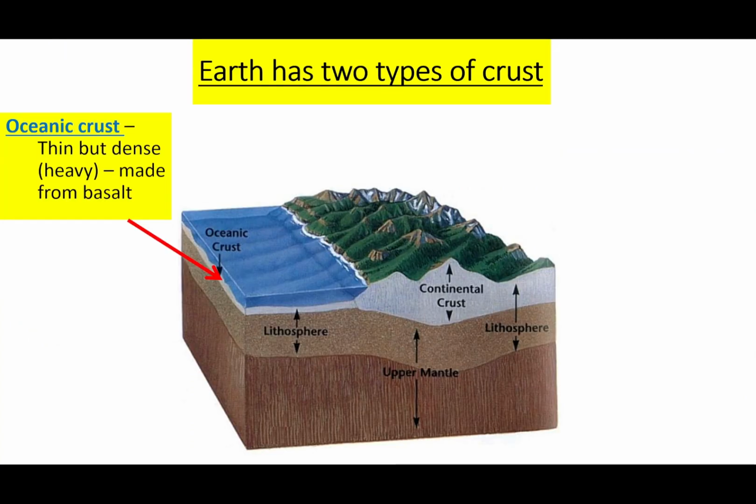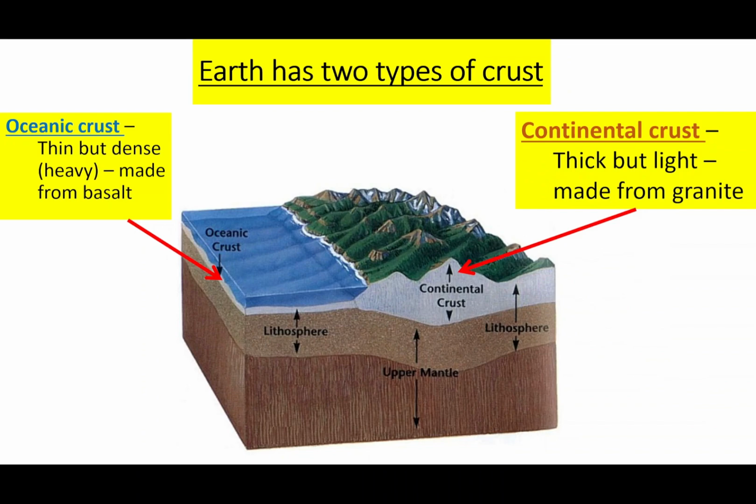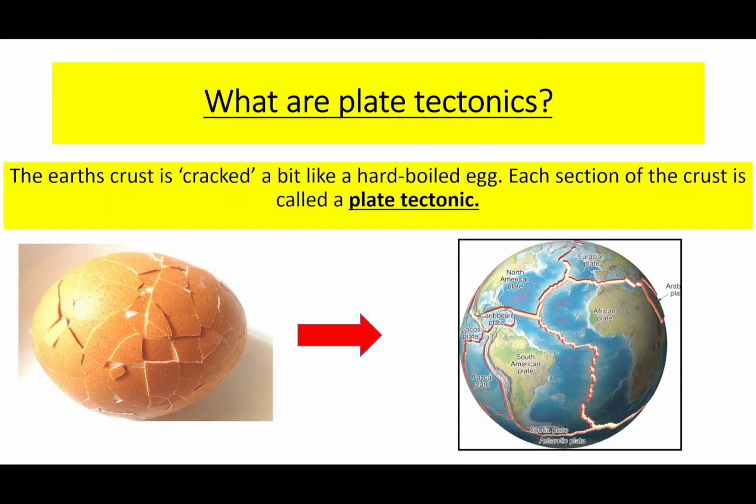The next thing we need to understand is that the earth has 2 types of crust. The first crust is the oceanic crust. It is thin but dense and it is made from basalt. Then we have the continental crust. It is the opposite. It is thick but light and it is made from granite. Now it's really easy to understand because oceanic crust holds the world's oceans, continental crust holds the world's continents, okay? But remember, oceanic crust is thin but dense. Continental crust is the opposite, thick but light.